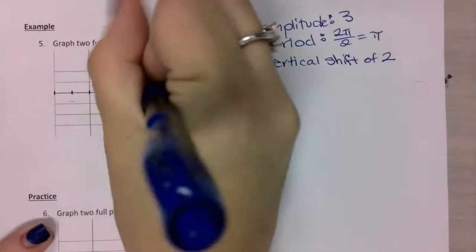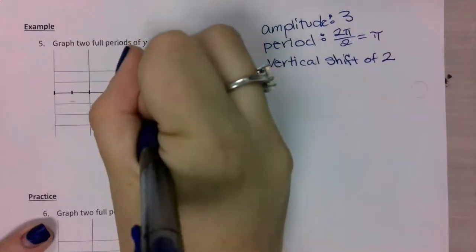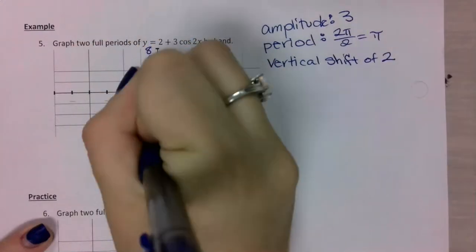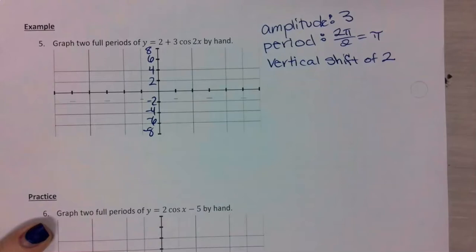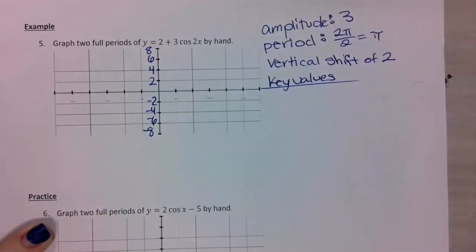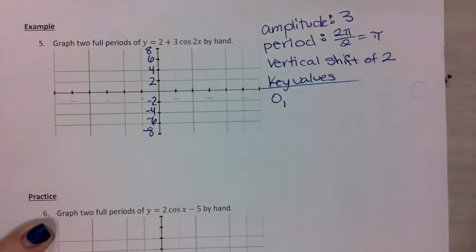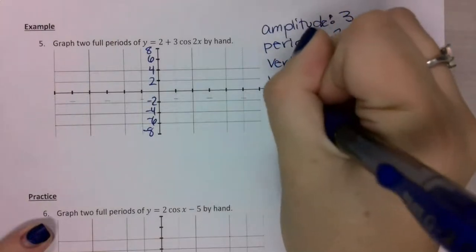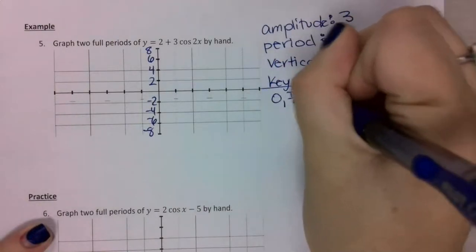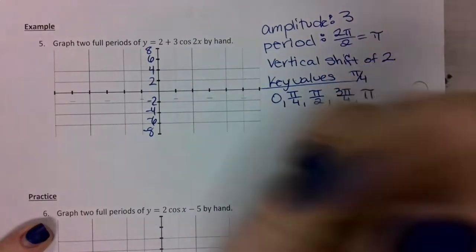So on this one I'm going to count by 2s when I mark my axis. So I'm going to go 2, 4, 6, 8. And then I'll have negative 2, negative 4, negative 6, negative 8. Then I want to find my key values. So I am going to start at 0 because I don't have a phase shift. And then this is going to be pi divided by 4. So I'm going to keep adding pi fourths. So that's what I'm going to label my axis by.